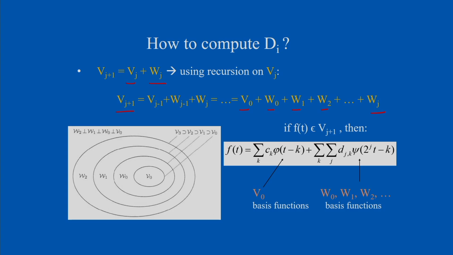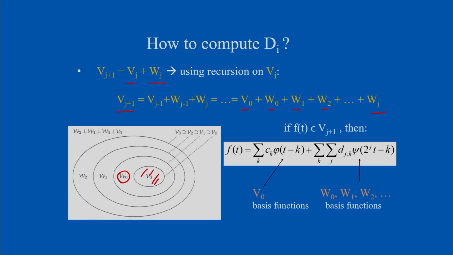So here you can see I am considering the V naught, and W naught is what? It is the difference between V1 and V naught. W1 is the difference between V naught and V1. So by considering these differences, I can represent a particular function.